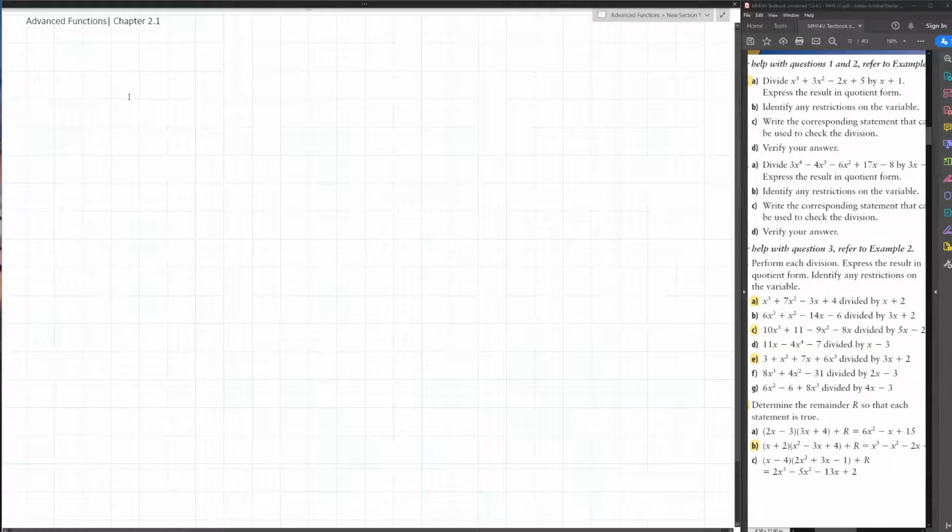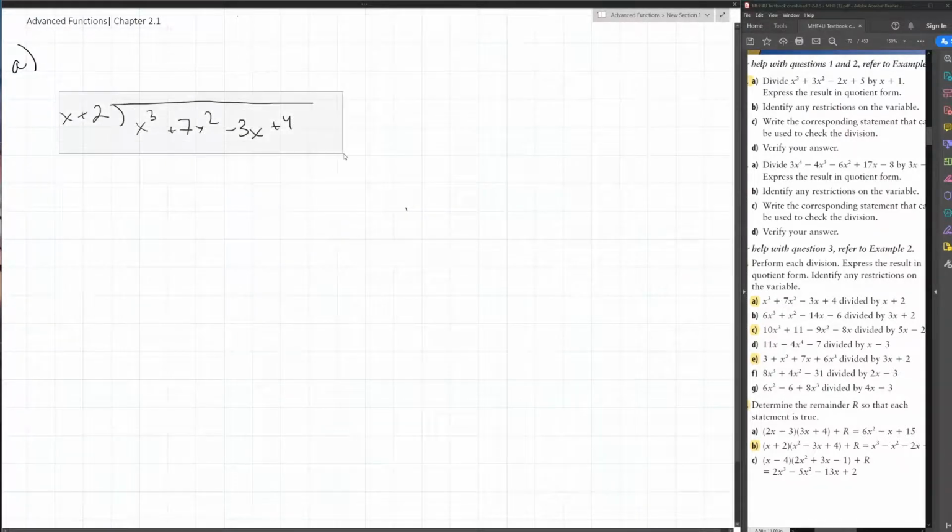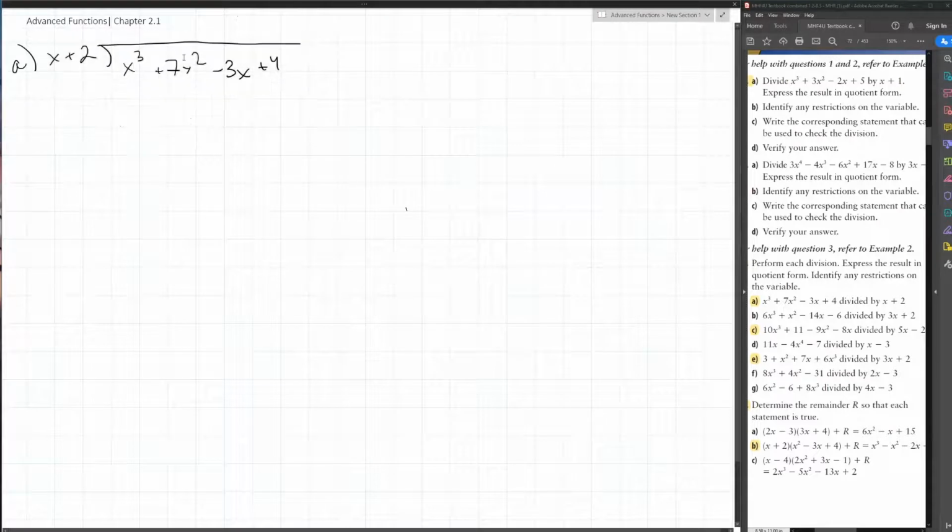There we go. So for part A, we have x to the power 3 plus 7x squared minus 3x plus 4, and that is divided by x plus 2. I'm just going to move this so it looks better. I don't really know why I put it up there in the first place. There you go. And now we're just going to organize it. Easy.